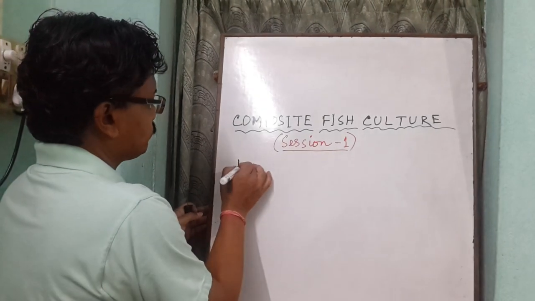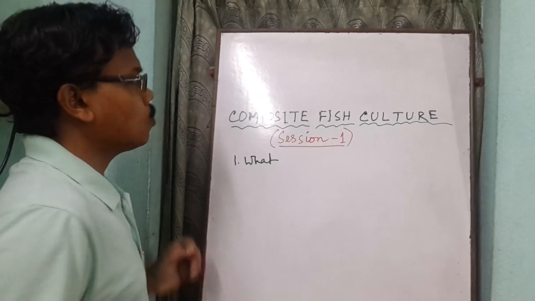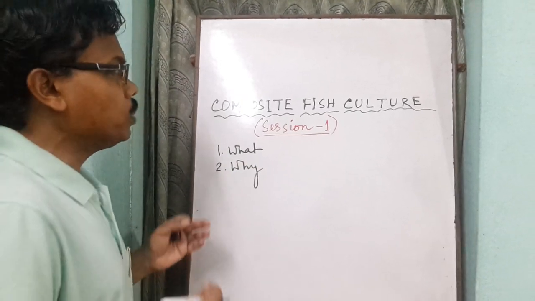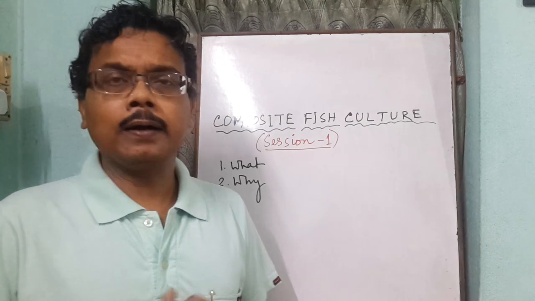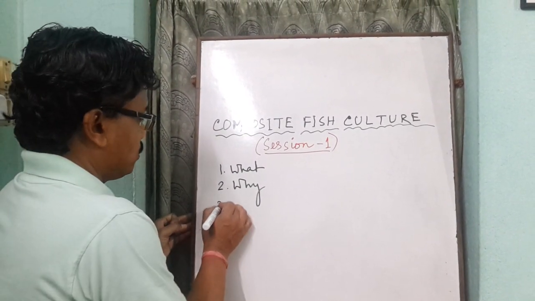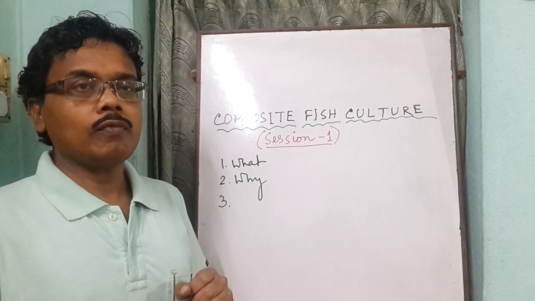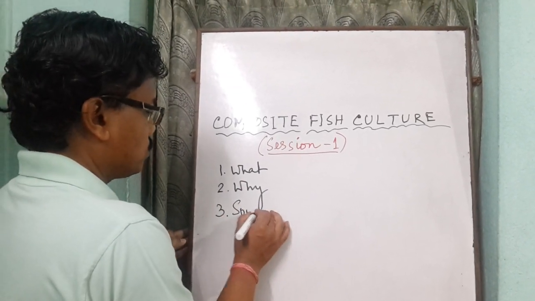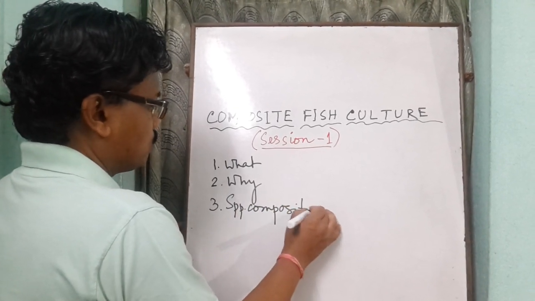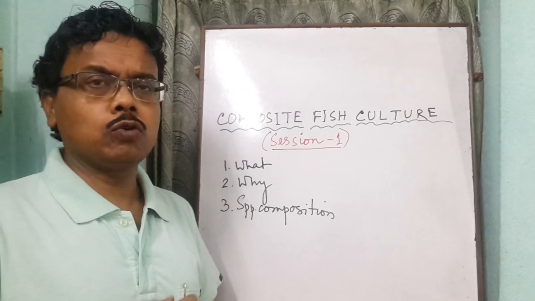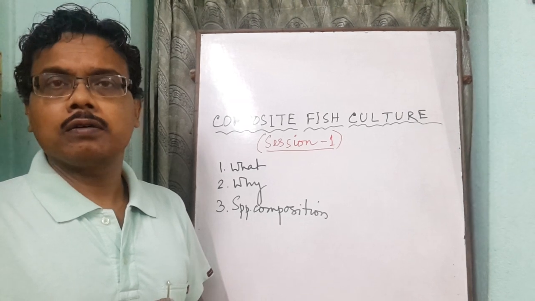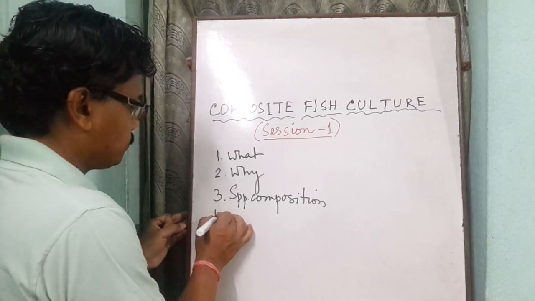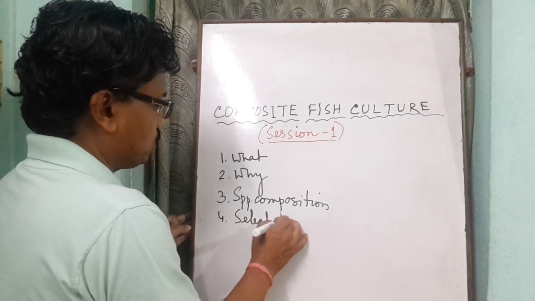Number 1, what is composite fish culture? Then, why do we take this culture technique under consideration? Next, what would be the species composition of this culture technique? And the last topic of this session would be the different criteria for the selection of fish species to be taken in this culture system. Selection criteria.